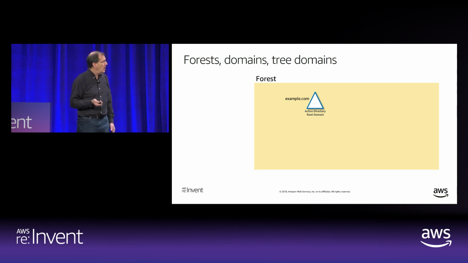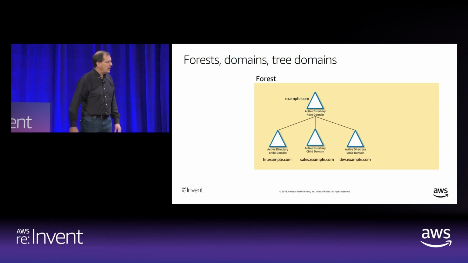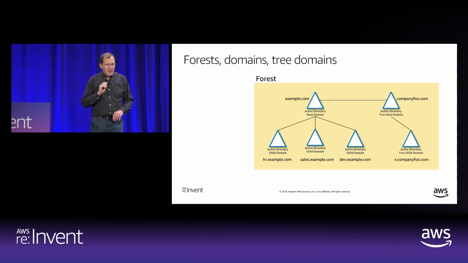A typical AD forest with just a root, that's what a lot of people would aspire to after experimenting with the following. Many people have child directories. I may have broken it up around HR, sales, dev, might be geographic. Some people regret that and wish they had a flat directory these days, but that's a structure you can have with a root and a couple of child. And then if you really are a masochist, you might have done this and created a tree domain which has its own root separate from the root of the forest, but it's still part of the forest. And it might have a child domain underneath it.